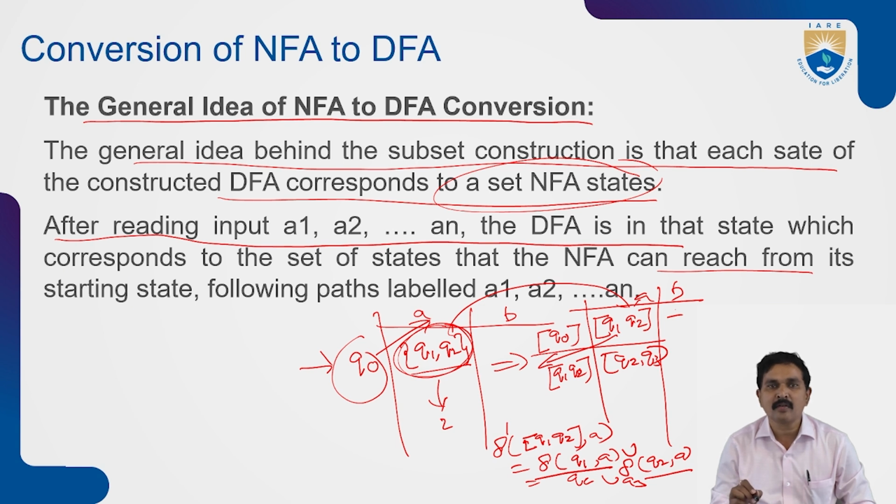For this subset, you construct the result by making a union, and the entire result is considered one single state of the DFA. So this is the main discussion in the conversion of NFA to DFA.